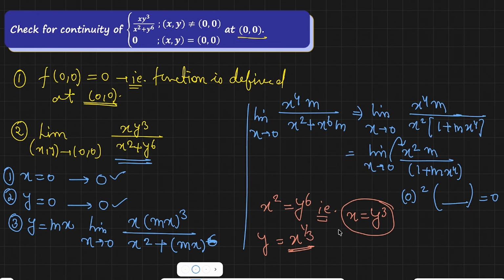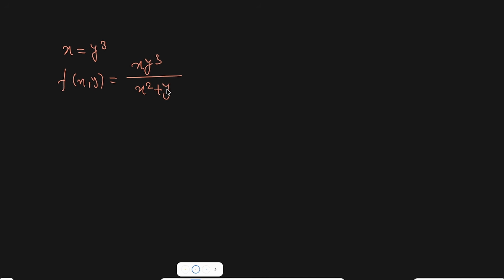Now let's say for more simplicity I will choose x equals to y cube. Okay, so this will be my function. Now you just try to understand. I will take x equals to y cube. What is my function? Function of x comma y equals xy cube upon x square plus y power 6.